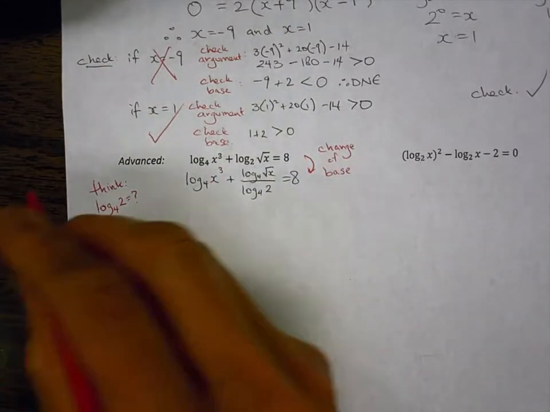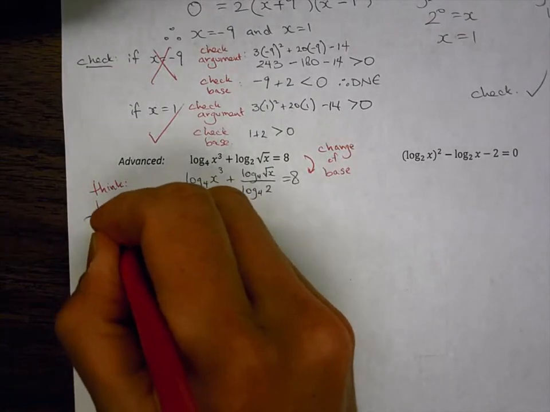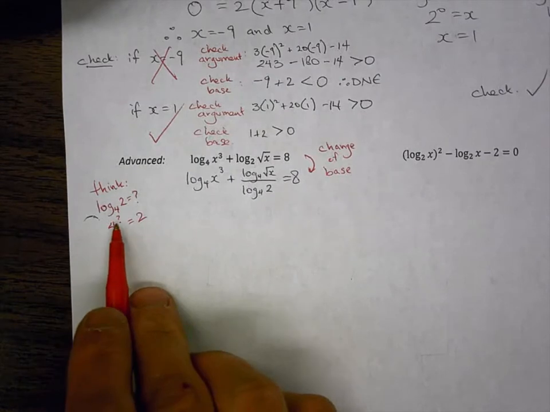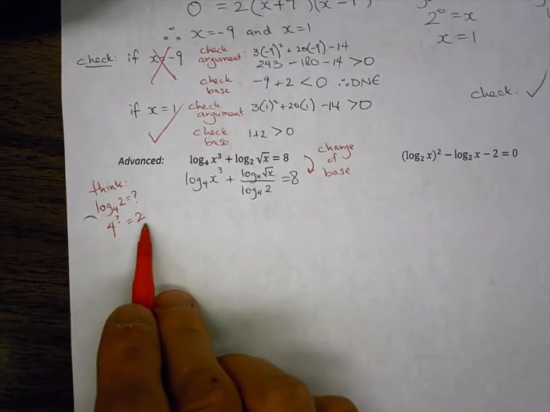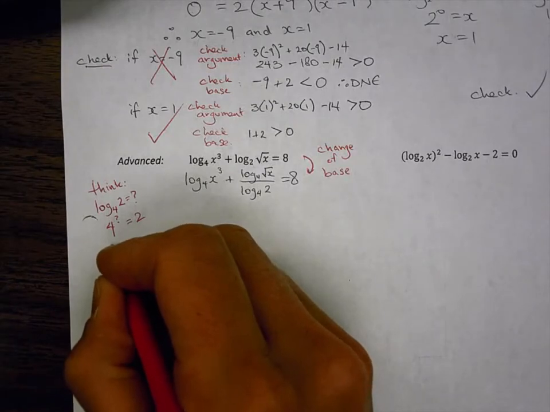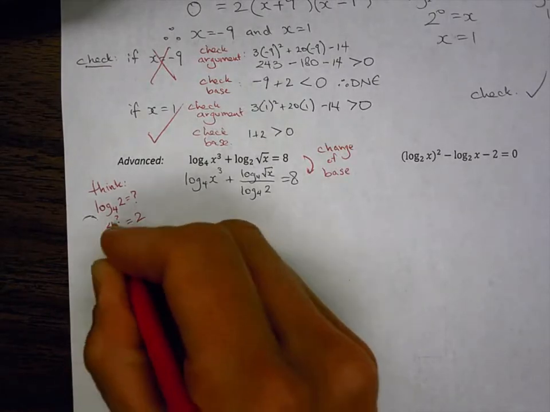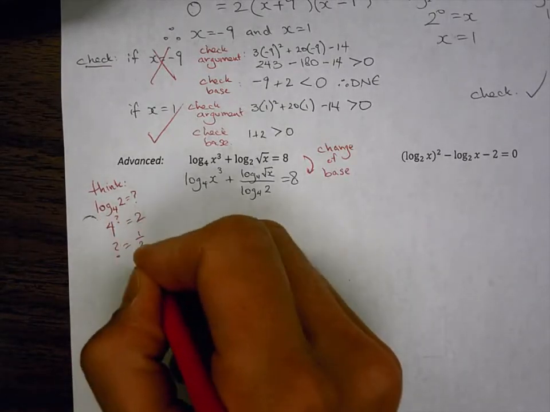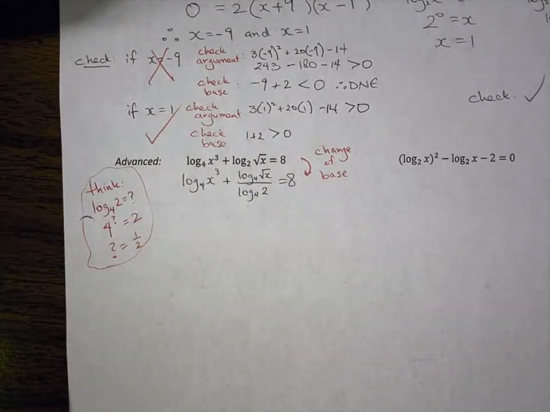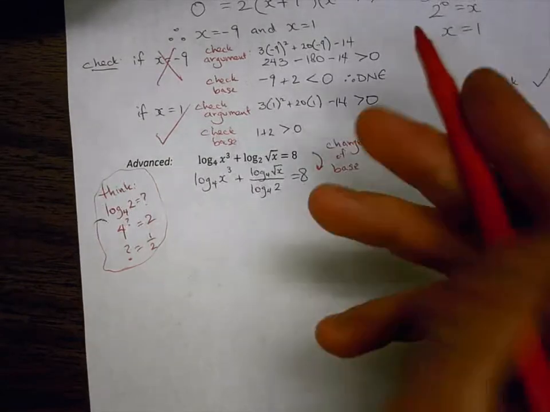Well, I can rewrite this as 4 to the power of question mark is equal to 2. What exponent is going to make this true? Well, it's essentially a square root. If you take the square root of 4, you get 2, and that means the exponent has to be half. So that's just a little close-up of what we did here.